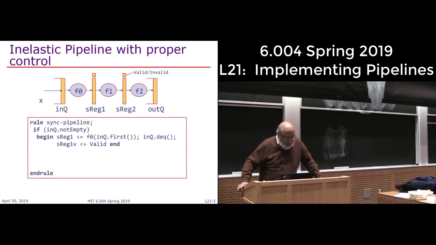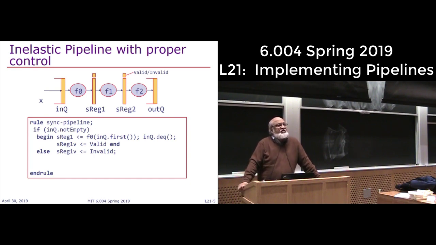And now I can write a rule that says, as long as input queue is not empty, you can take something from the input queue and dequeue it, right? Put it in sreg1, and at the same time mark its valid bit to be valid or true, depending upon what type you use for it. And if there is nothing in the input queue, then you can mark the valid bit as invalid. There is nothing in it. So this is just keeping track of every time I'm taking some action. If there is something, I do something, and if there is not, then I do something else.